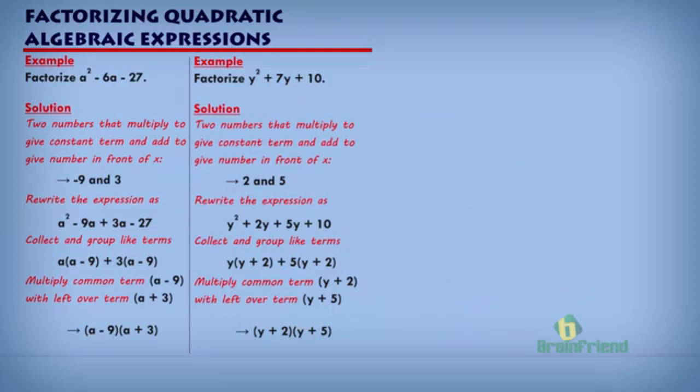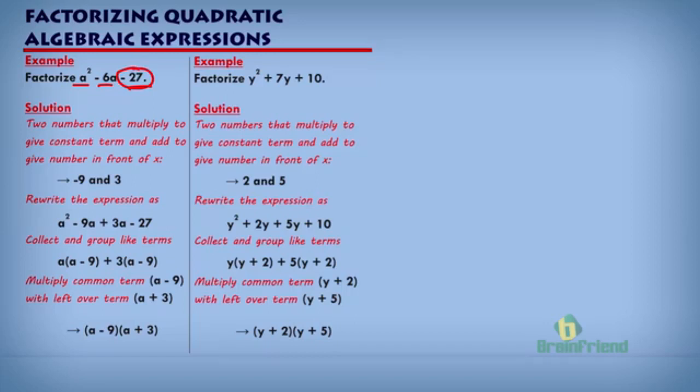Okay? So let's take some examples. If you were asked to factorize a squared minus 6a minus 27. Step 1, find 2 numbers that multiply to give a constant term. Our constant term there is what? Minus 27. So we'll find 2 numbers that when we multiply them will give us minus 27. And when we add them, it will give us the coefficient of a.